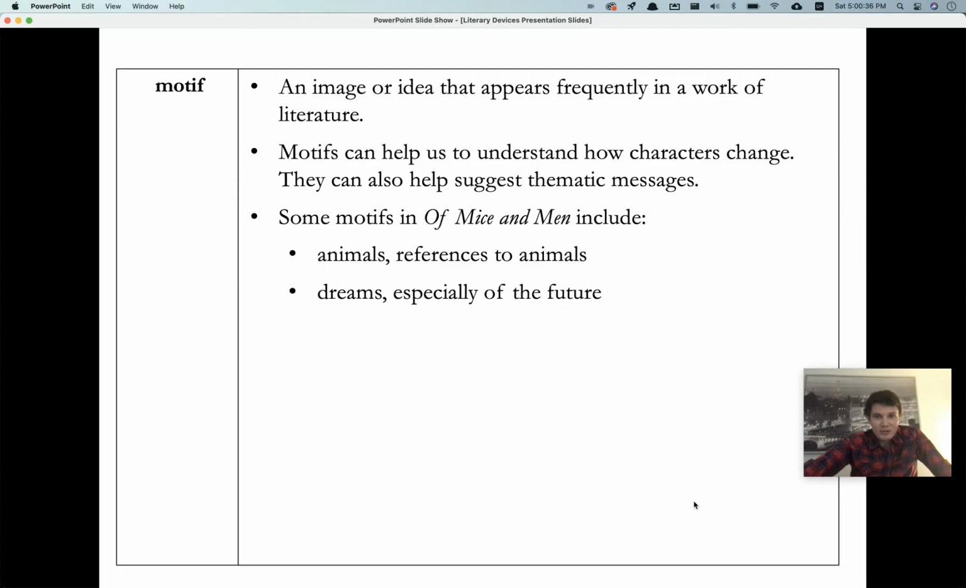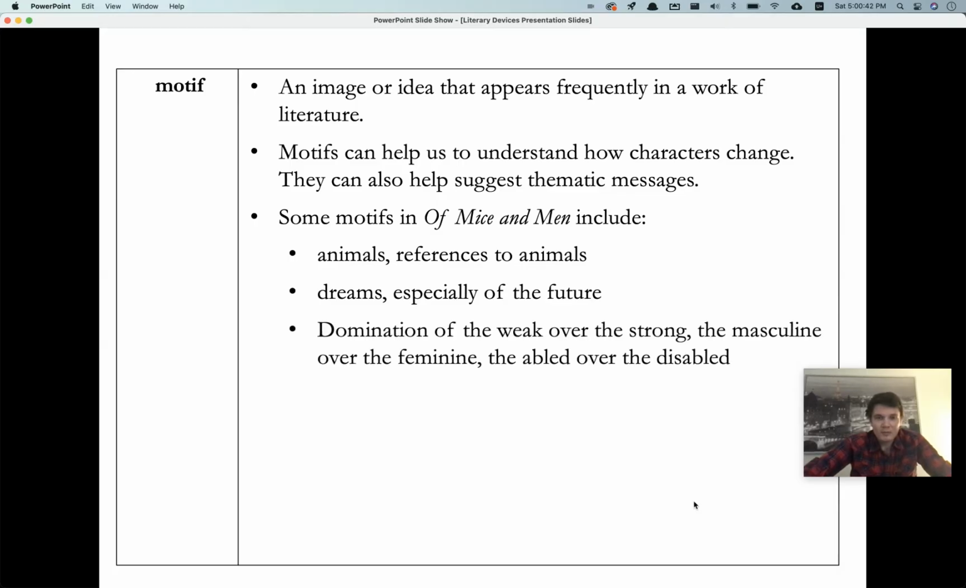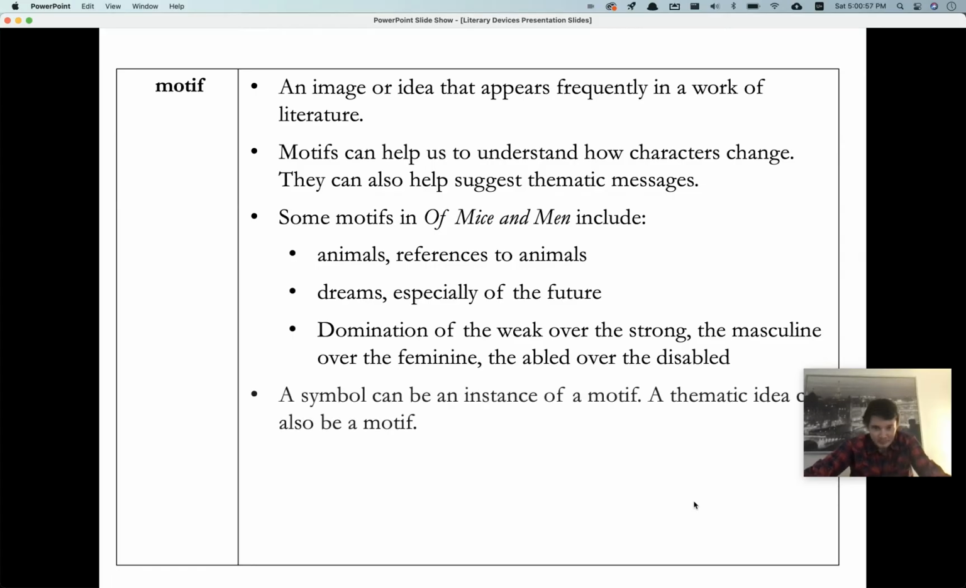Dreams, and dreams especially of the future, were a motif. The American dream was a motif in Of Mice and Men. This idea that the weak beat out the strong, the masculine beat out the feminine, the abled beat out the disabled. This idea of domination was also a motif frequently seen in Of Mice and Men.